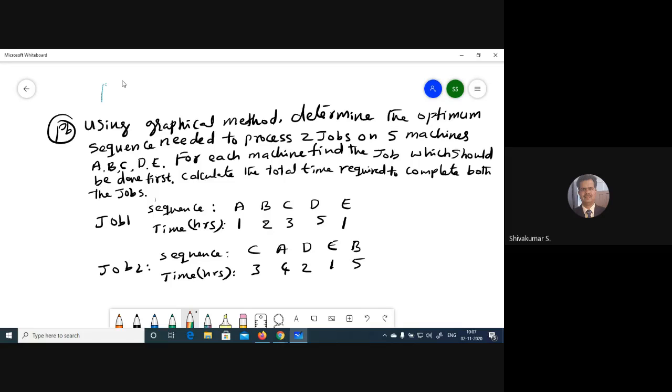So this is processing. Chosen the wrong pen anyway. Processing two jobs. Two jobs on M machines.